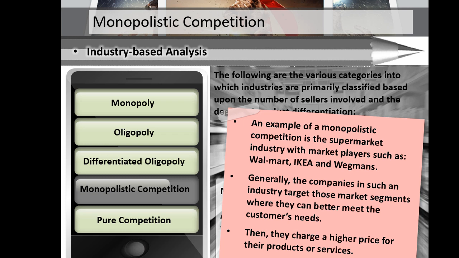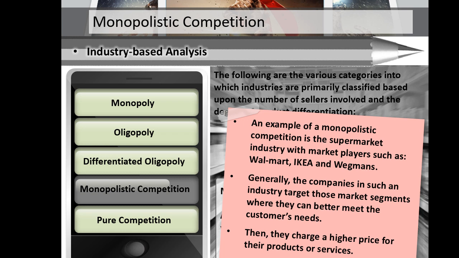An example of monopolistic competition is the supermarket industry, with market players such as Walmart, IKEA, and Wegmans. We can look further in our environment, just like ShopRite, Games, and so many of them. Before now we had movie viewing centers, football viewing centers, but things like cinema took it to another dimension.